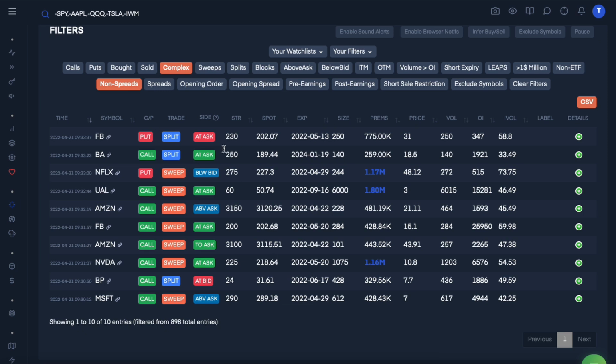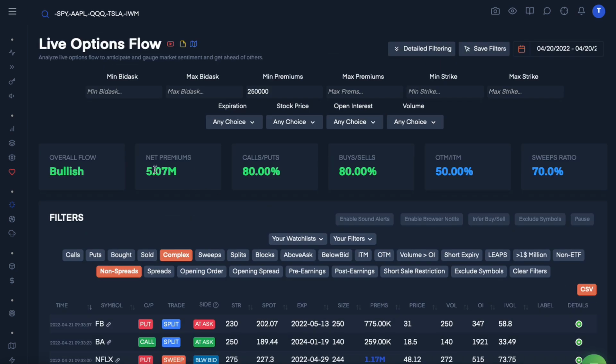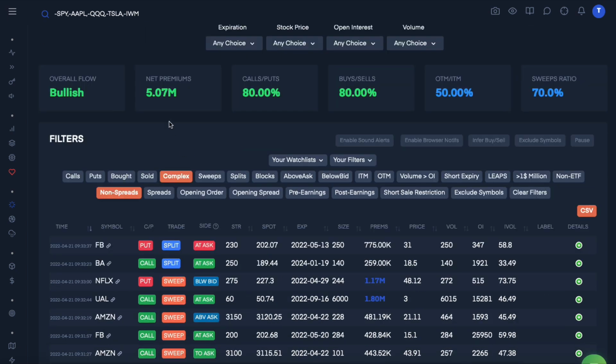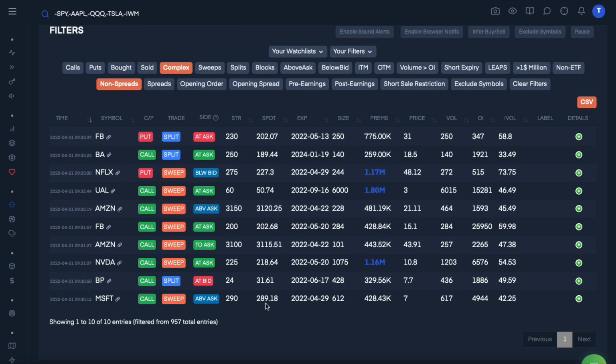And then you can actually see here as well, most of the flow is coming out bullish at the start of the day, which is always a good sign. Or you can actually just look at the net premiums based on what you're seeing here. As long as these are green, you want to make some bullish plays. This was a good one.